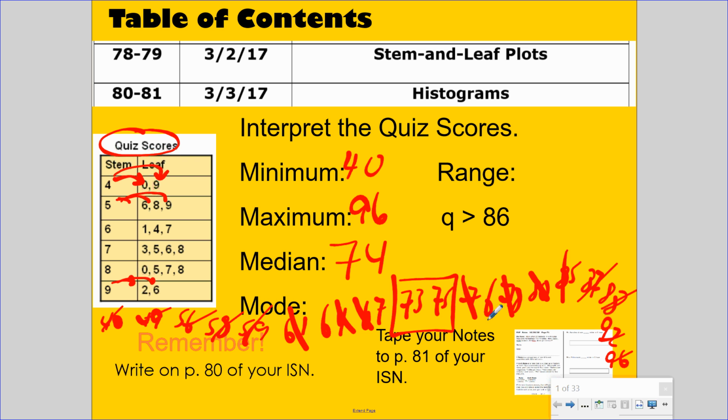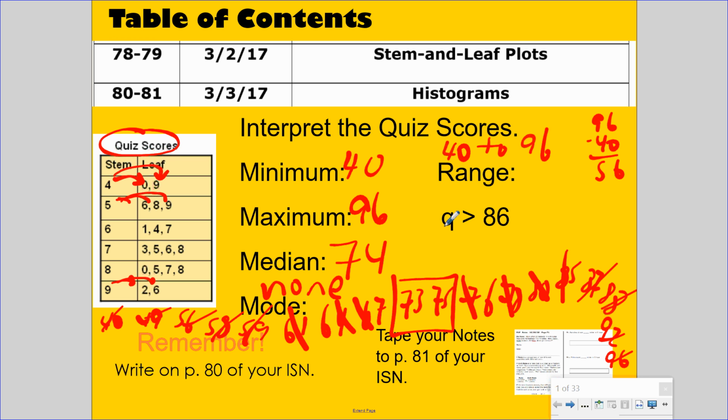I don't think there is one. Do not say 0. There is none. Range. It ranged from 40 to 96. That's how far it's spread out. So how far did the grades spread out? Well, let's subtract this, and it's spread out by 56 points from 40 to 96.